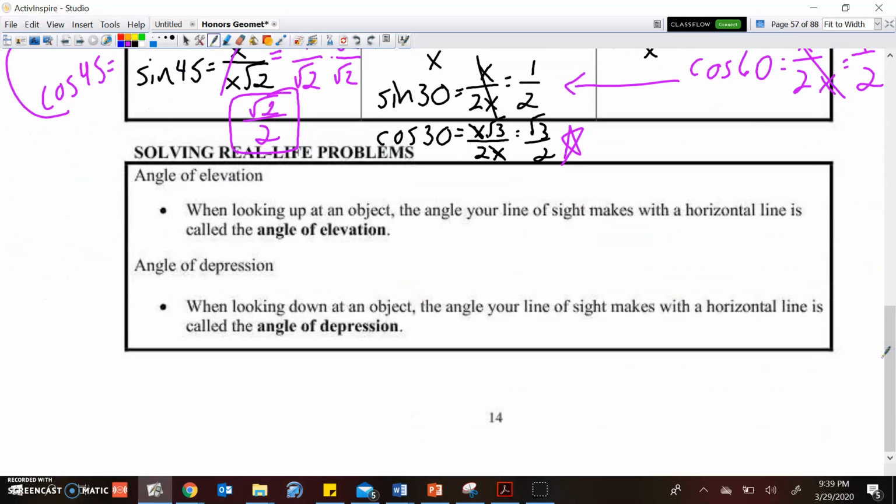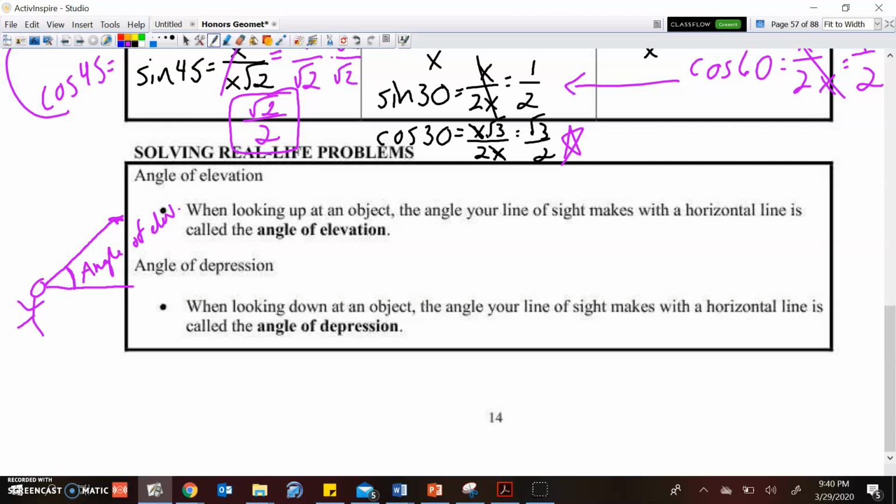All right, but let's get into some applications to finish it up. When looking up at an object, so real life problems, the angle your line of sight makes with the horizontal line is called the angle of elevation. So here's me, and I see a bird flying in the sky. This is the horizontal line of my eyesight. This is where I look up to see the bird. This is called my angle of elevation. So, how high I look up.